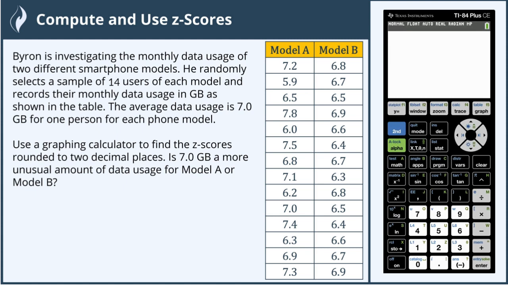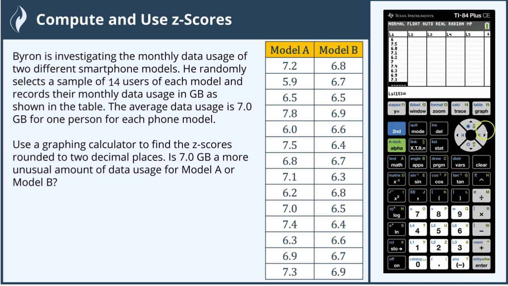To do this, we're going to start by going into our stat and edit to get to our list, and we're going to put each model into its own list. So for Model A, we have 7.2, 5.9, 6.5, 7.8, 6.0, 7.5, 6.8, 7.1, 6.2, 7.0, 7.4, 6.3, 6.9, and 7.3. And that is 14 data values.